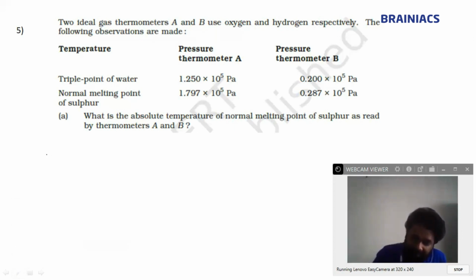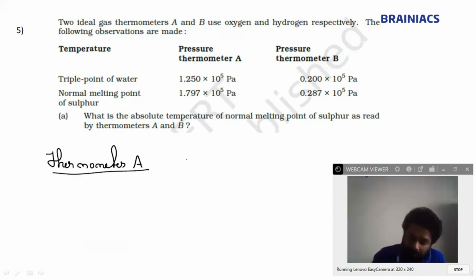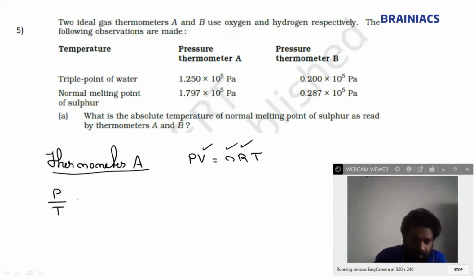So first case, if we take thermometer A, we have seen the ideal gas equation, PV is equal to nRT. In this, what all things are constant? Volume is constant in the thermometer. The content also we are not changing, so number of moles is constant, and this is the universal gas constant. That is also the same. So P by T is equal to constant.